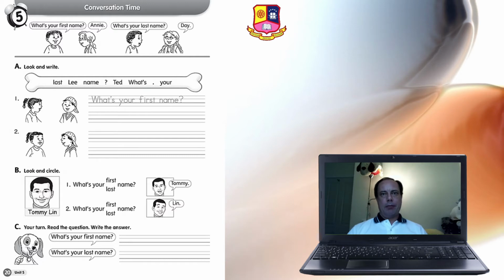All right, so this is your workbook, page 20. Exercise A was look and write. So the first sentence we wrote was a question. We wrote, what's your first name? Question mark. So you just trace the letters. And then you write Ted, stop. And you remove Ted from the bone. And you remove stop from the bone.